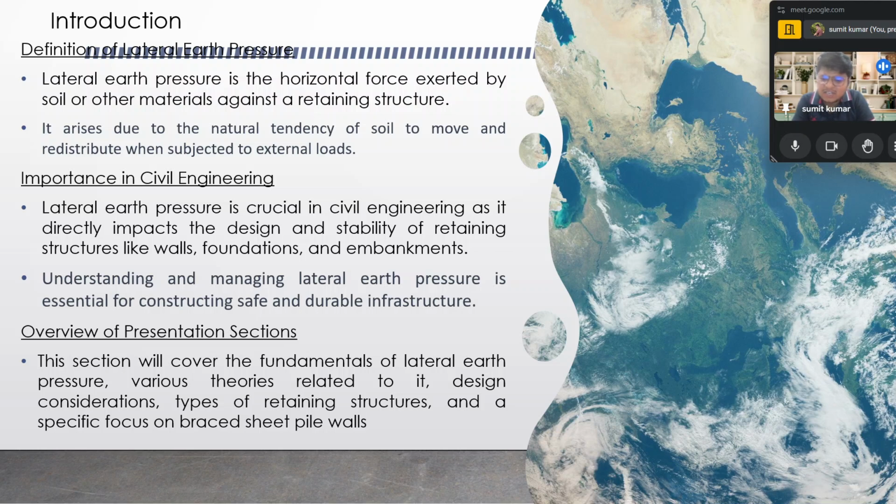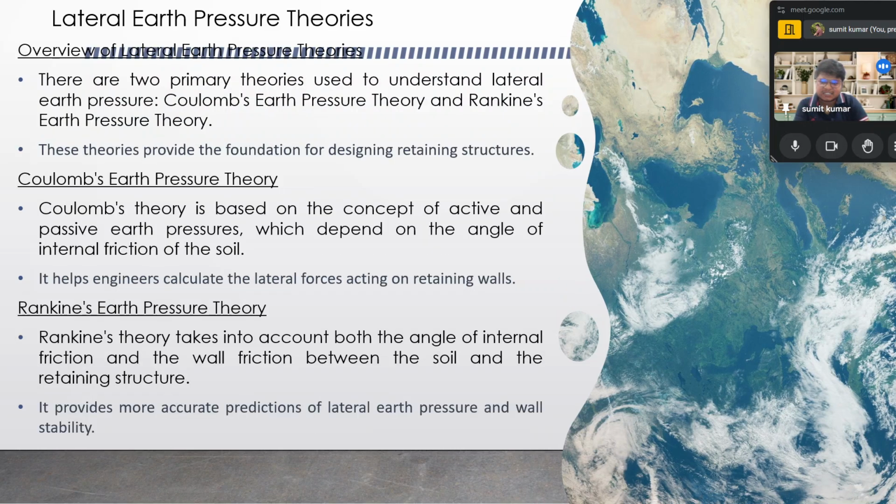in this section, we are going to cover the fundamentals of the lateral earth pressure, various theories related to it, design considerations, types of retaining structures, and a specific focus on the braced sheet pile walls. So starting with the overview, there are two primary theories used to understand the lateral earth pressure, that is the Coulomb earth pressure theory and the Rankine earth pressure theory, which we already discussed in some of the earlier classes. Over here, we see some glimpses of that, and we move ahead. These theories provide the foundation for designing retaining structures.